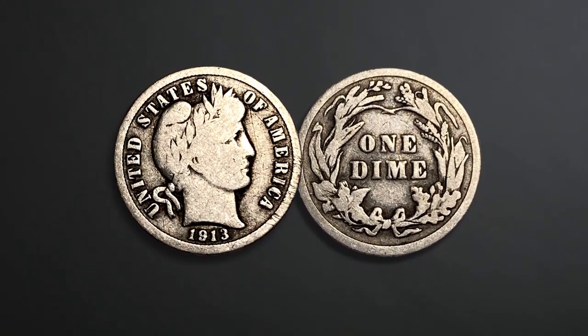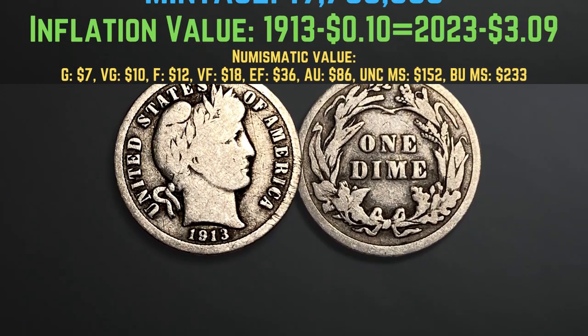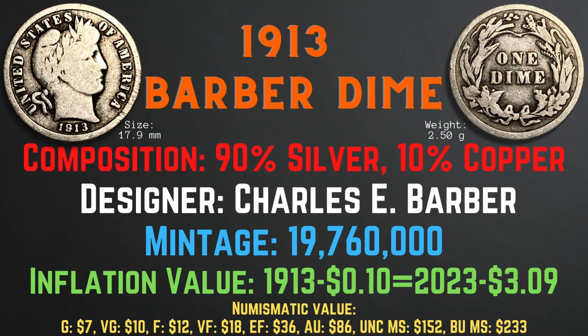Now we will take a look at the 1913 Barber dime. The 1913 Barber dime has a size of 17.9 millimeters and a weight of 2.5 grams. It has a composition of 90% silver and 10% copper, and its designer is Charles E. Barber. Its mintage is 19,760,000, and its inflationary value for the year 1913 is $3.09.